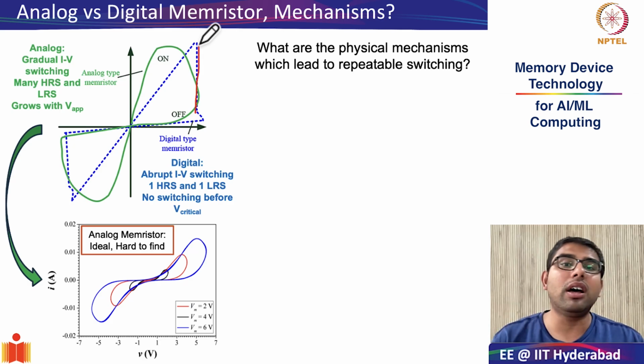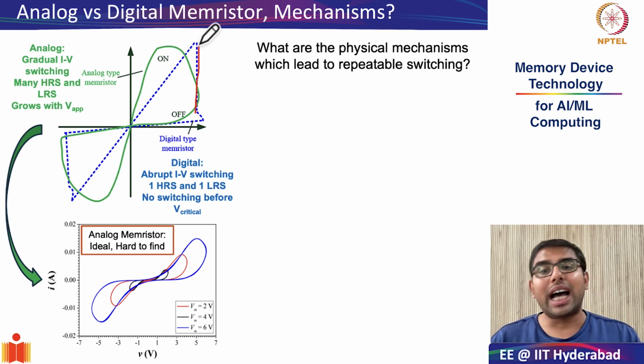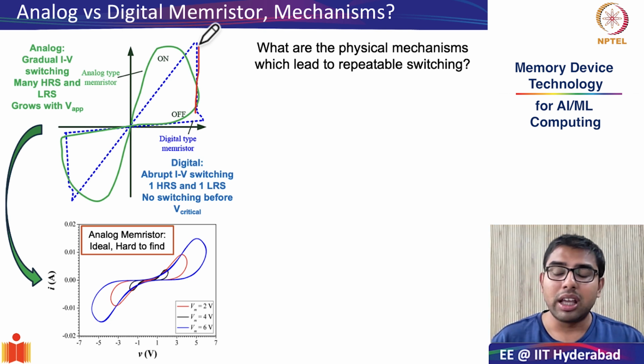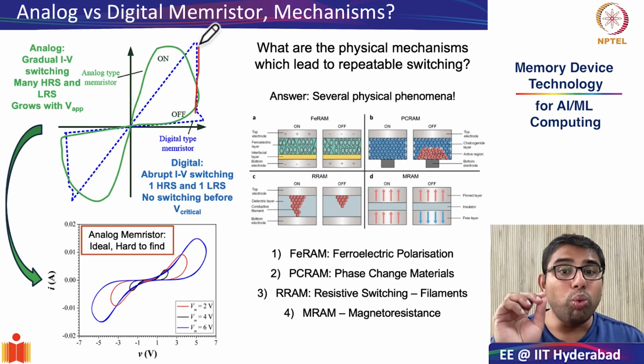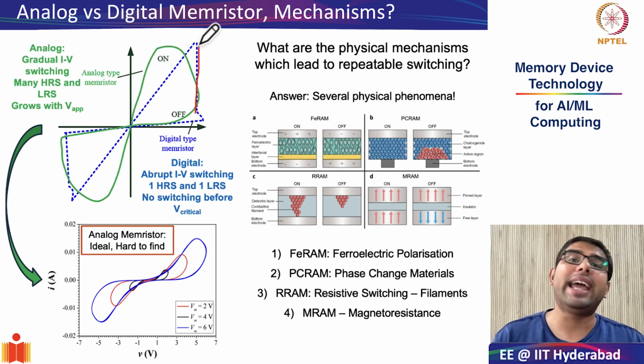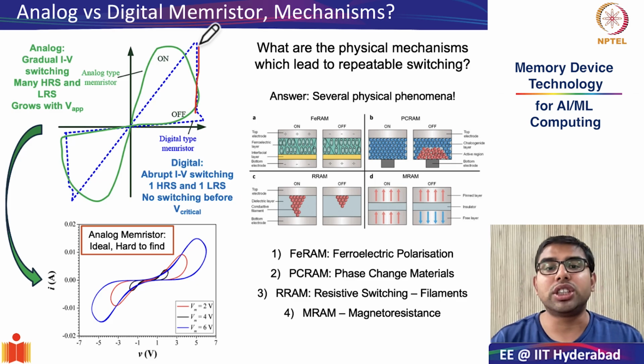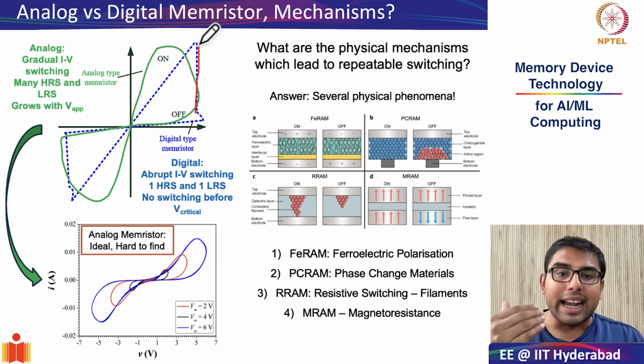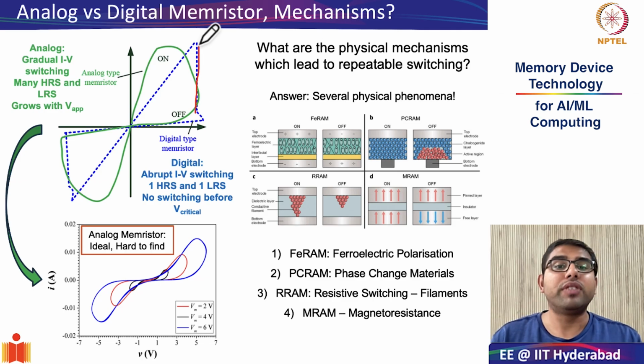What is happening in the switching layer or the functional layer, which is leading to this continuous and repeatable switching from the high to low resistance state? And it turns out that it is not one physical phenomena. The same kind of behavior can be explained or can be leveraged by several microscopic physical phenomena. And I have listed a few of them for you.